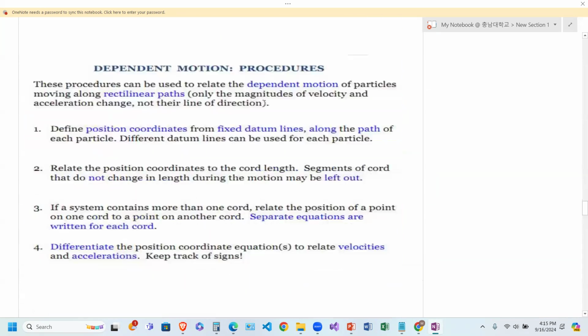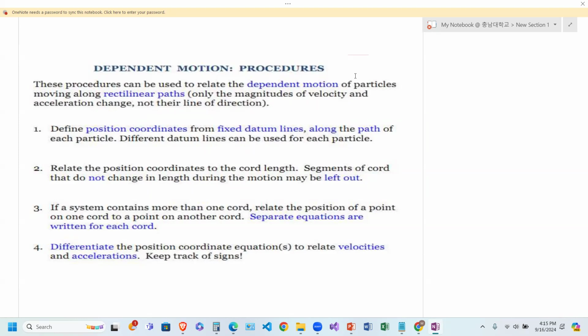So now, I've been talking about some of the things that we need, or the procedures for us to do dependent motion, okay? These are the procedures that can be used to relate the dependent motion of particles moving along straight paths or linear paths. Only the magnitude of velocity and acceleration change, but not their line of direction. Okay, so first of all, whenever you're dealing with dependent motion, you need to define the position coordinates from fixed datum lines. That means you need to come up with a datum, your starting point, along the path of each particle. Different datum lines can be used for each particle, okay?